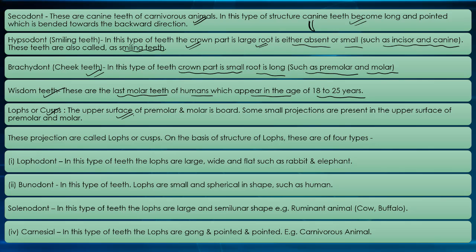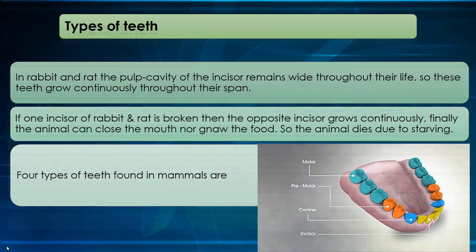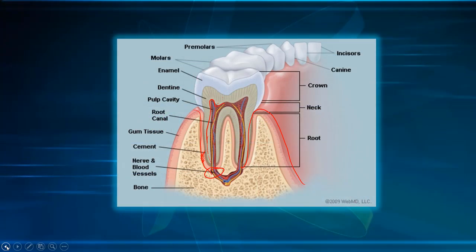Lobes or cusps. The upper surface of the premolars and molars is broad. Some small projections are present on the upper surface of premolars and molars. You can see the premolars and molars there, they have cusps. I'll show you. Wait a minute. Yes, these are the cusps.